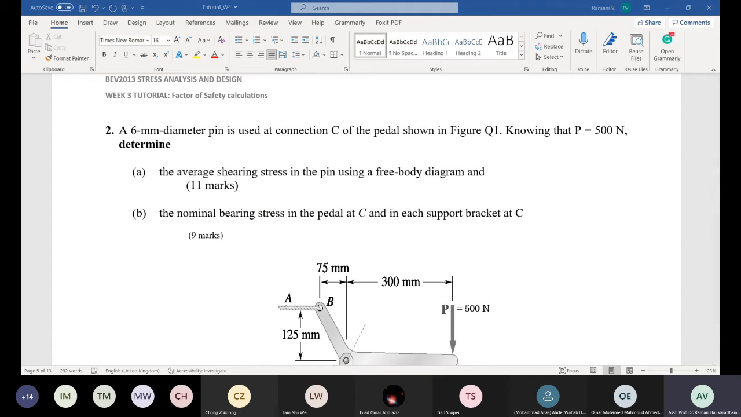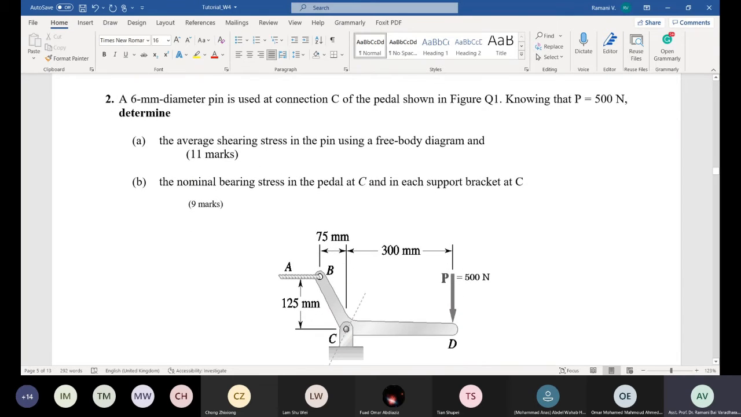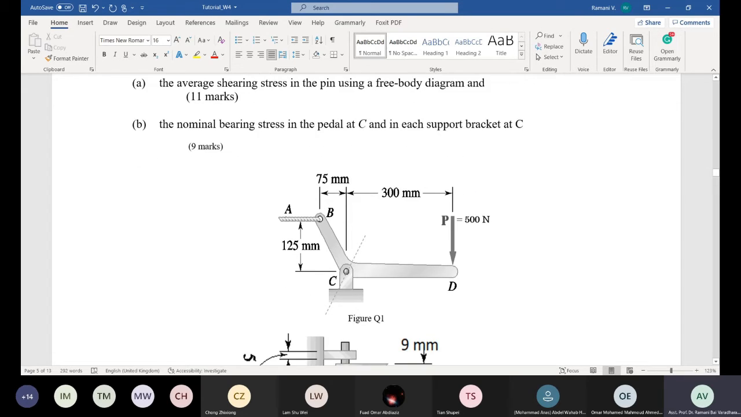Can you hear me? Okay. You are asked to calculate the stress in the pins, the stress in the pin C. Actually they have to give the name because the diameter of the pin C is given. You're asked to calculate stresses in the pin and also nominal bearing stresses in pedal and the bracket. Okay, and you are given with the loading. The loading is not at the middle, they are applying manually at the end.